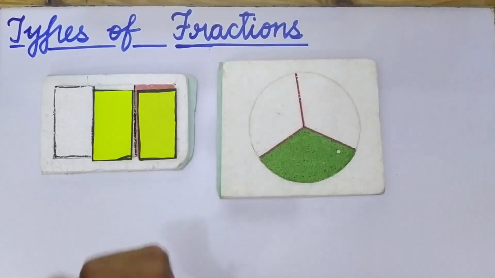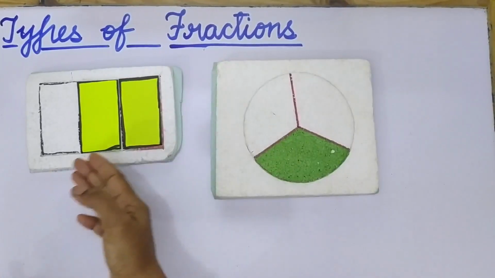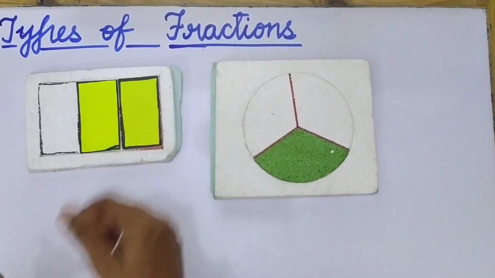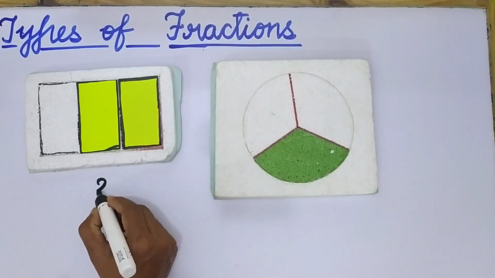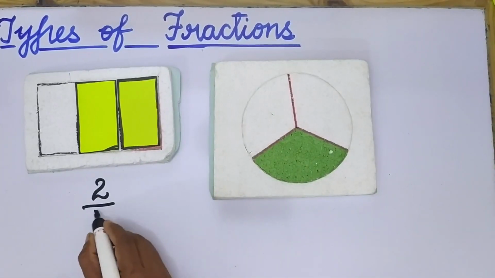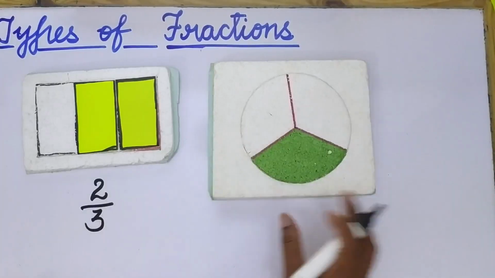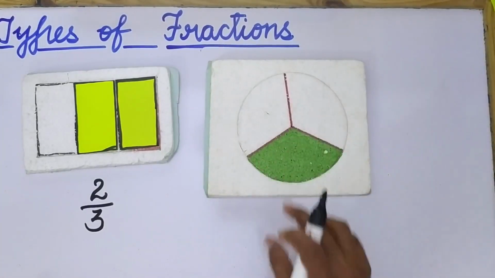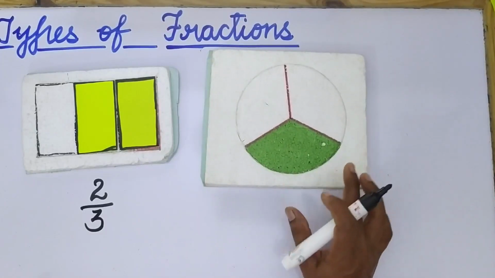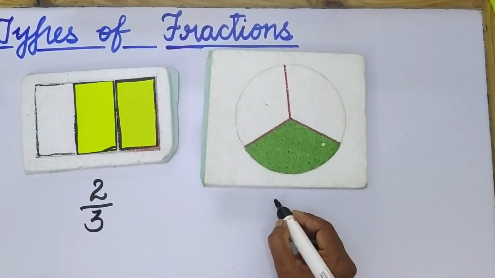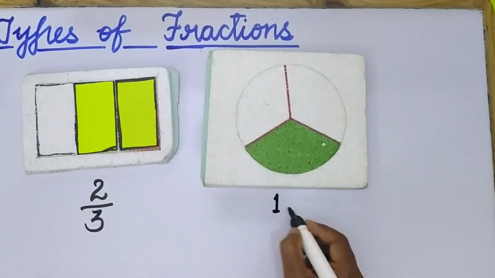Yes. Now see here. Here we have 3 equal parts and 2 parts are shaded. It can be mentioned in fraction as 2/3. And here 3 equal parts again, but only one part is colored. So it can be mentioned as 1/3.